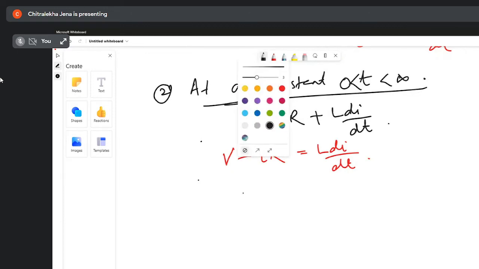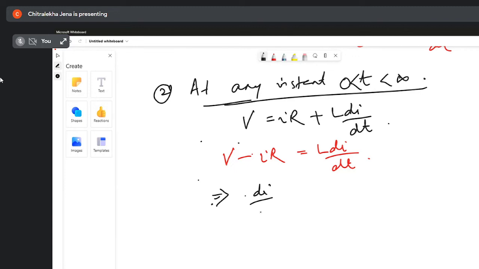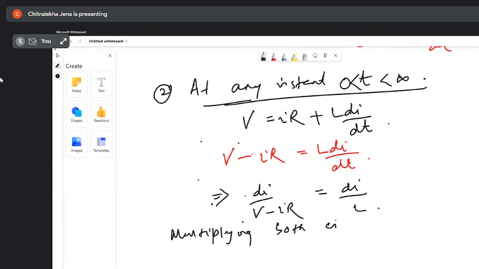So now V minus IR is equal to L di by dt. So this implies di by V minus IR is equal to, you will check it, di divided by L. Okay, clear? Now multiplying both sides by dt. So this is dt divided by L.